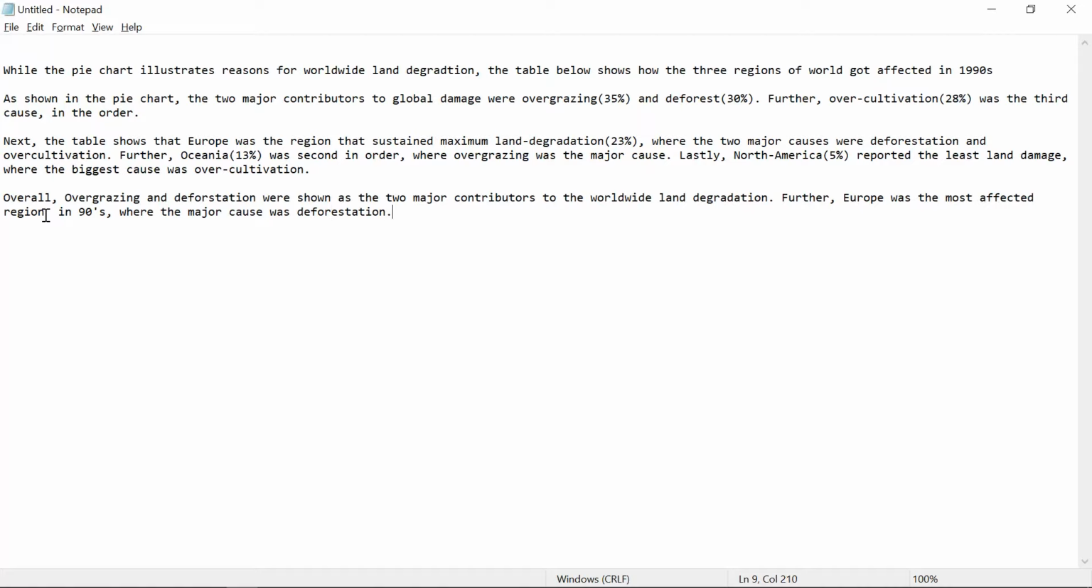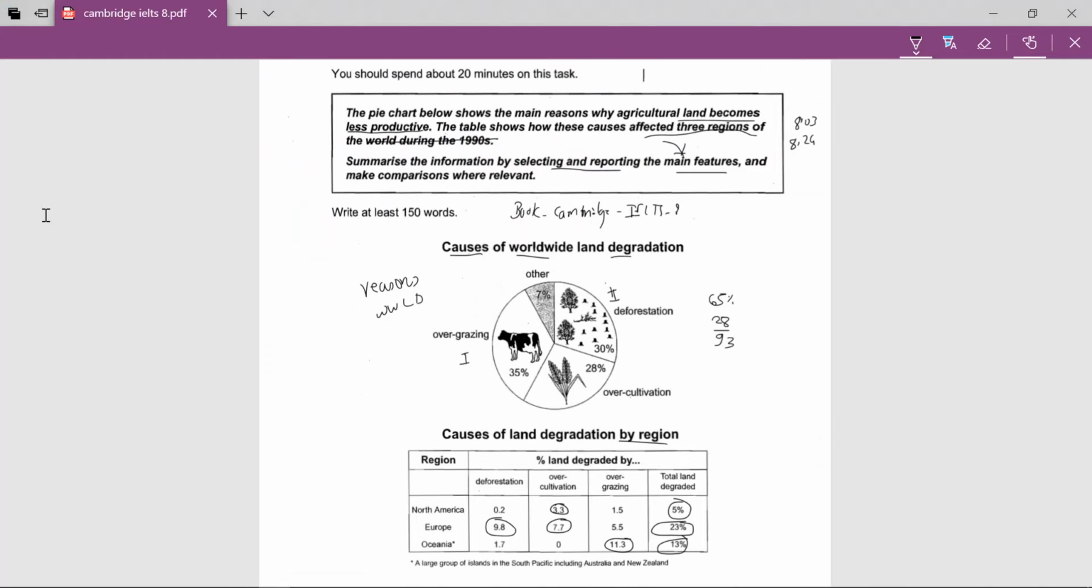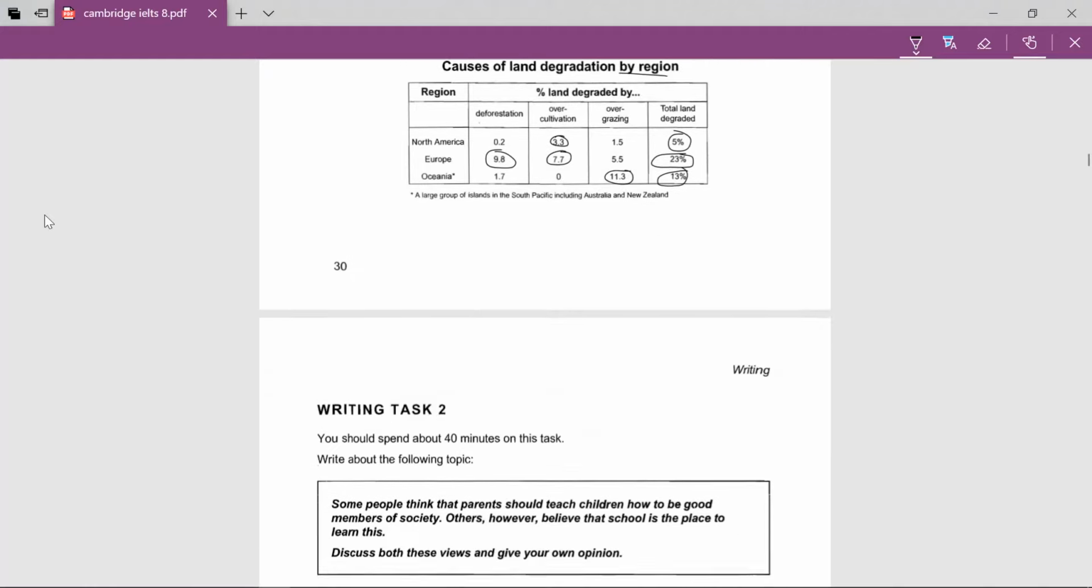So this is how you are supposed to plan your writing, I mean writing your graph. Now I'll use another 40 minutes to draft my essay and finish the writing task. So what does the essay say? Let me see it quickly.